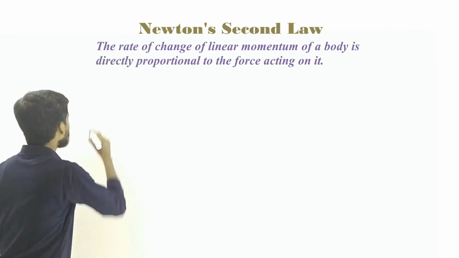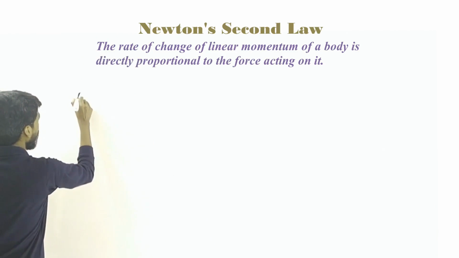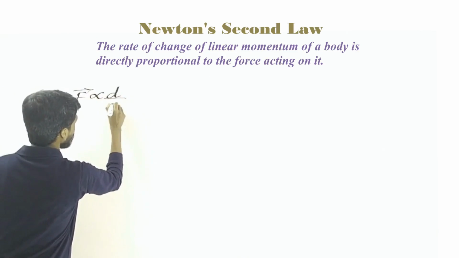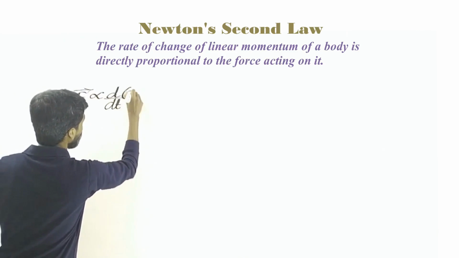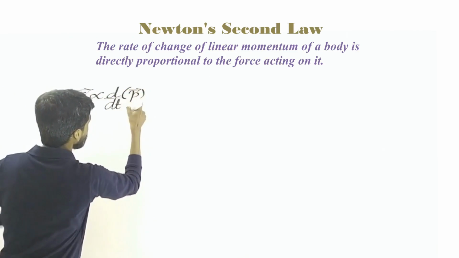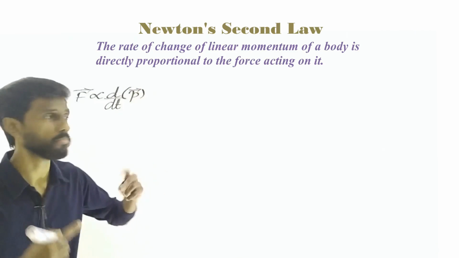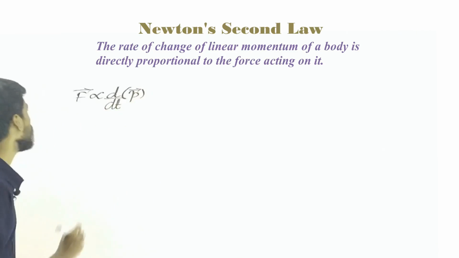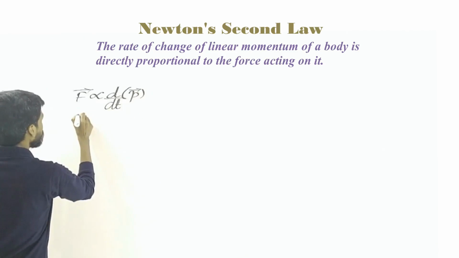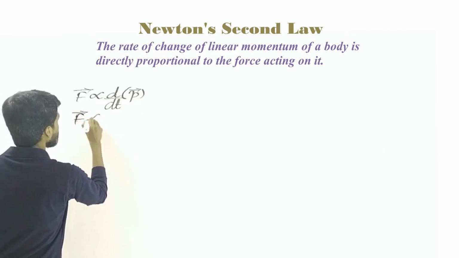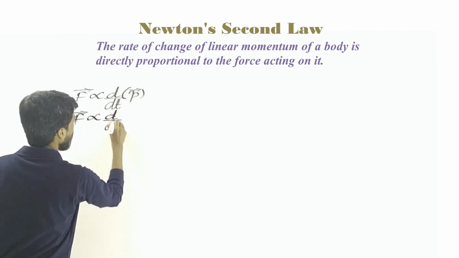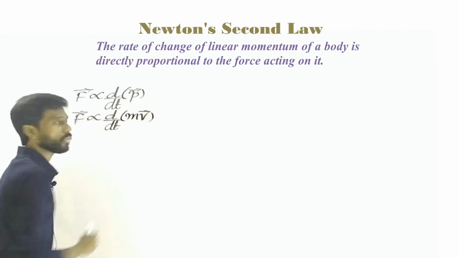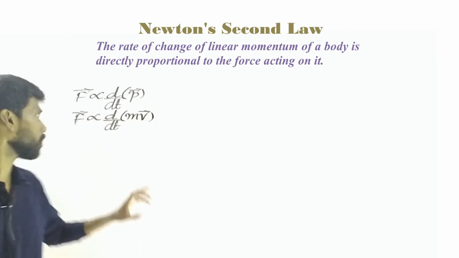Simply F vector, the force is a vector. So F vector is proportional to the rate of change of linear momentum, so d by dt of p vector. This p vector is the linear momentum vector, right? So F is proportional to d by dt of p. Okay, now what is p? That is mass multiplied by the velocity of the object, m multiplied by v. So the rate of change of mv is proportional to the force.